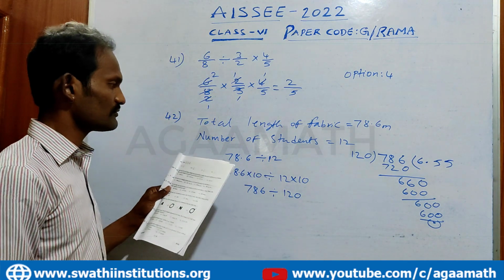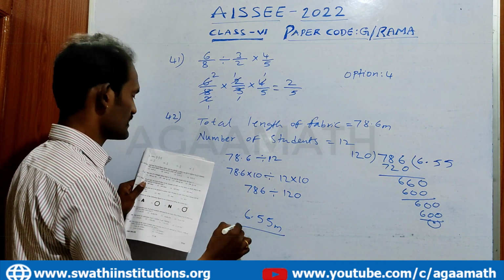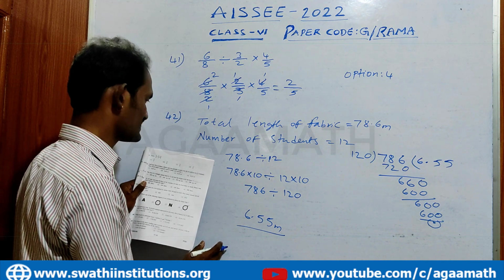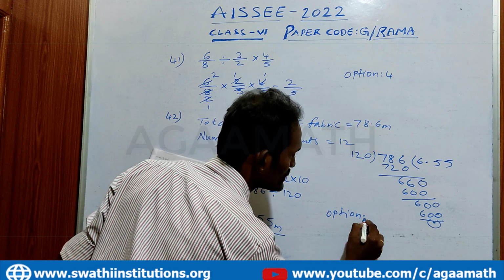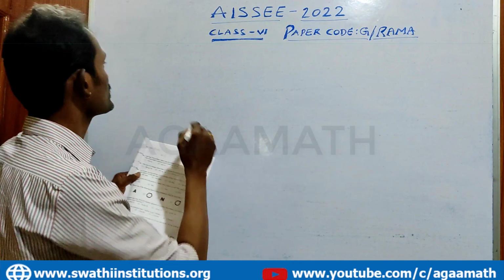So to make one uniform, we want 6.55 meters length. So that is option 3. So for this, option 3 is the right answer. Now I'm going to go to the 43rd question.